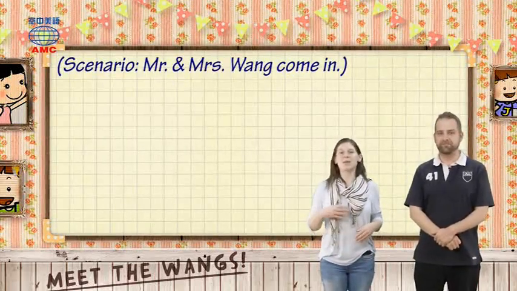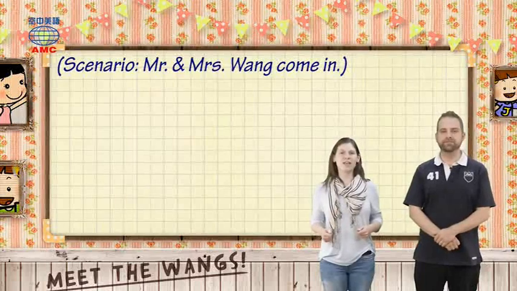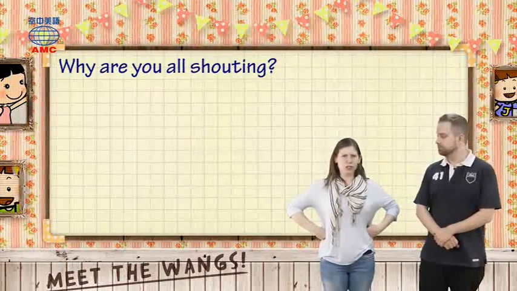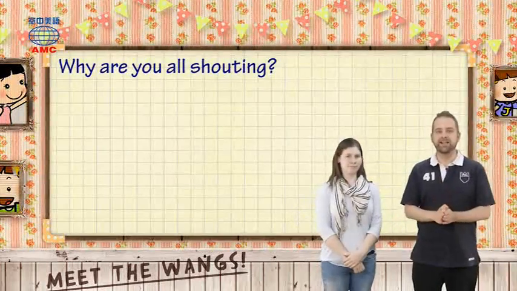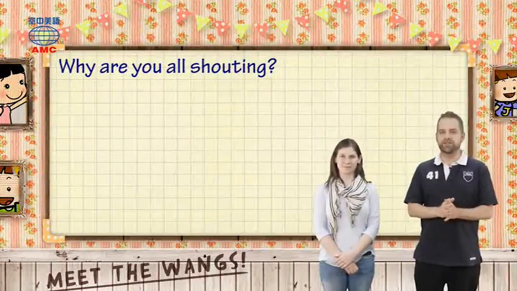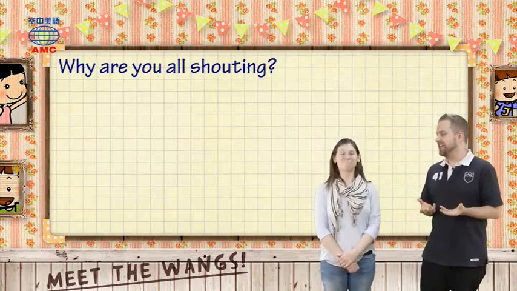Okay, so in the next picture, Mr. and Mrs. Wong come into the room. Mrs. Wong says, "Why are you all shouting?" Okay, it's almost a fight here. Now, Paige, I guess she's going to tell on them. Right.